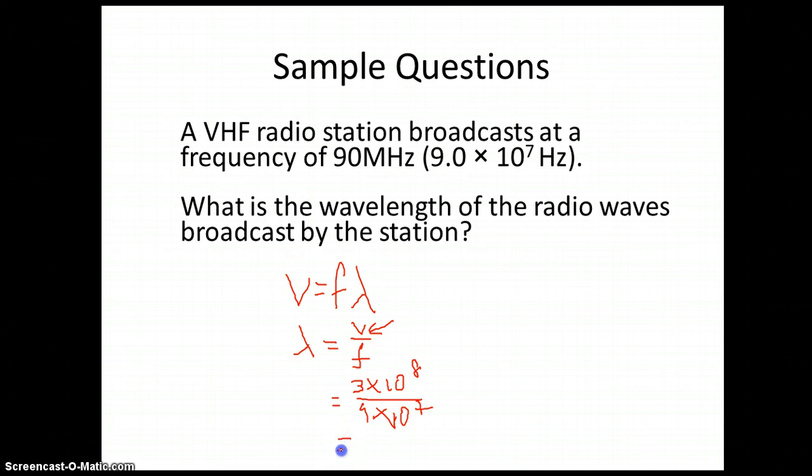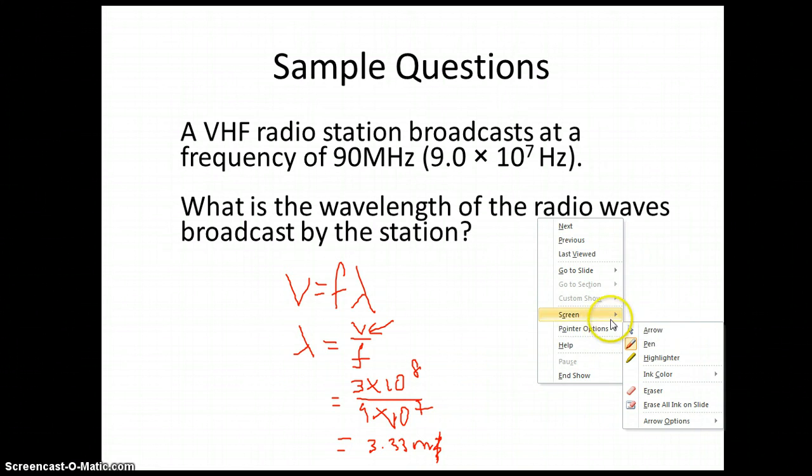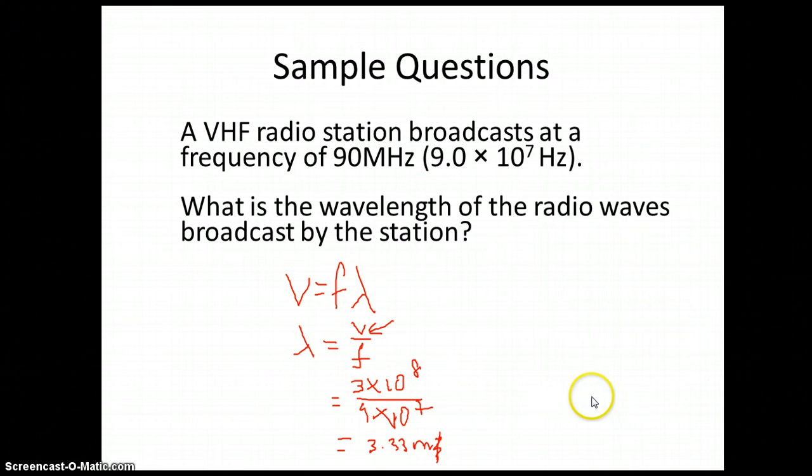Okay, answer will be... I need to calculate this. Round it off to 3 significant figures. 3.33 meters. Okay, 3.33 meters for the wavelength. Let's move on.